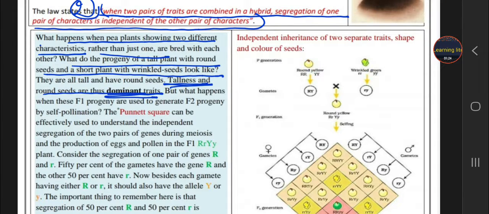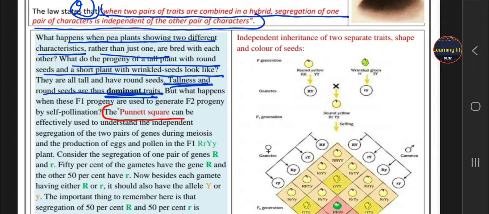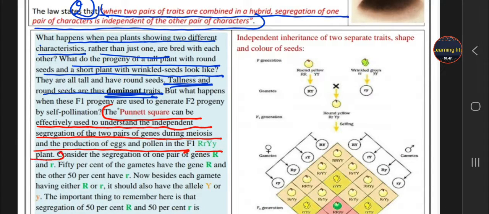What are the dominant traits, student? The traits which express themselves are called dominant, and which are not expressing themselves in a proper way are called the recessive traits. And what is the Punnett square, student? It is very important. The Punnett square can be effectively used to understand the independent segregation during the meiosis and the production of the egg in the F1 generation. So what is the Punnett square? This you have also included in your first answer.